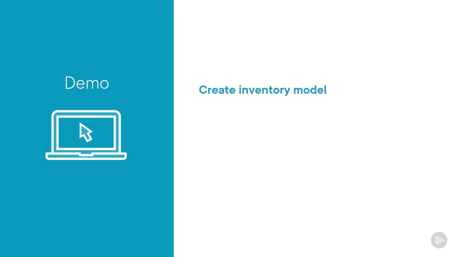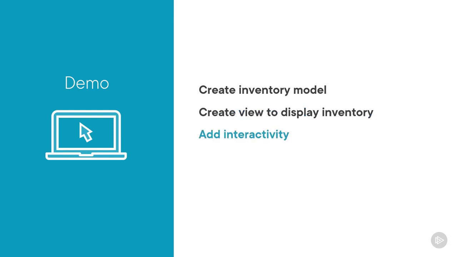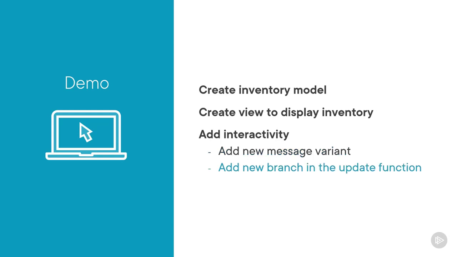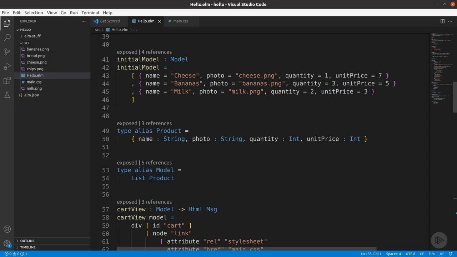The plan is to start by creating an inventory model with available products that can be added to the shopping cart. Next, we create a new view to display inventory products. Finally, we need to add interactivity to be able to add products to the shopping cart. We are going to add a new message variant for clicking those Add to Cart buttons and a new branch in the update function to handle the new incoming message variant. On the demo machine, I already added 2 more product photos, bread and chips.png.